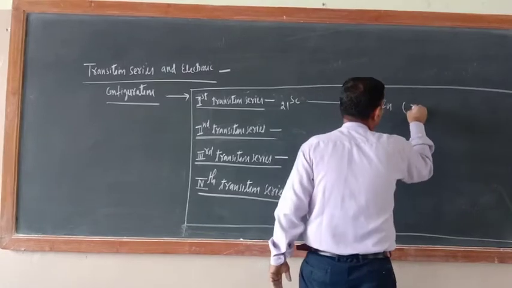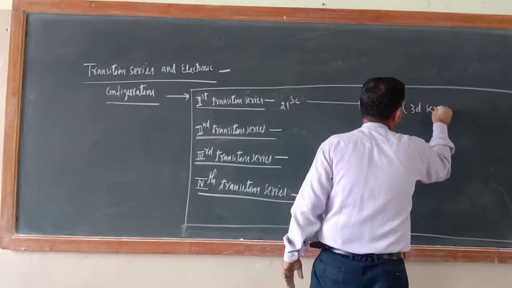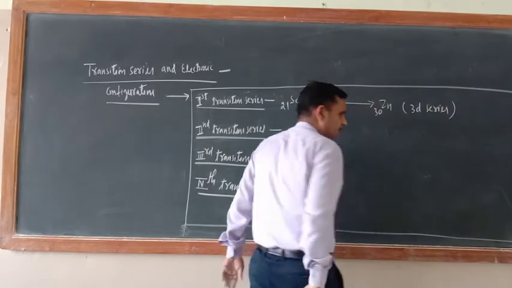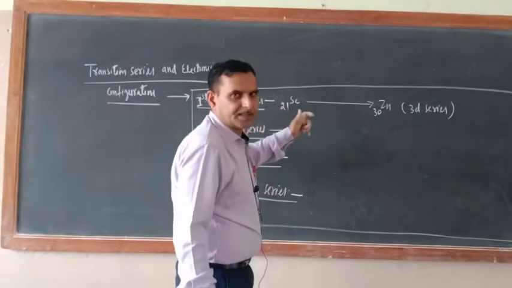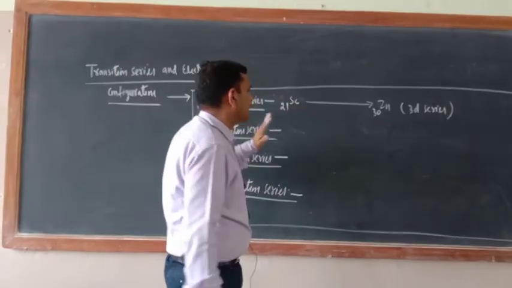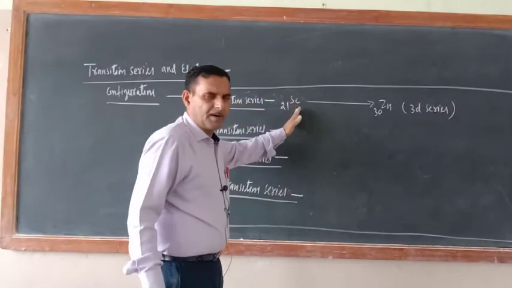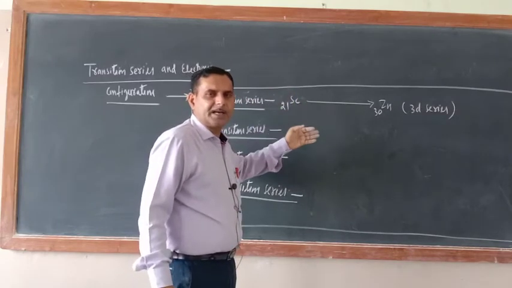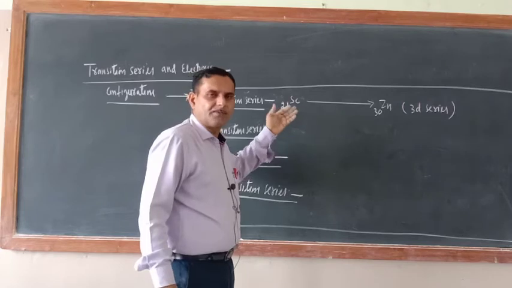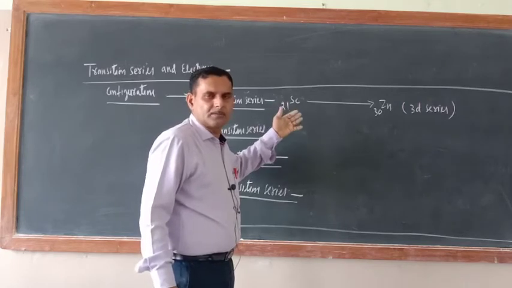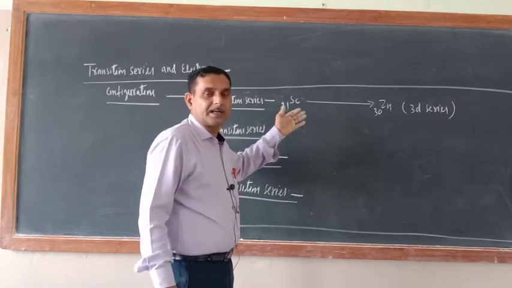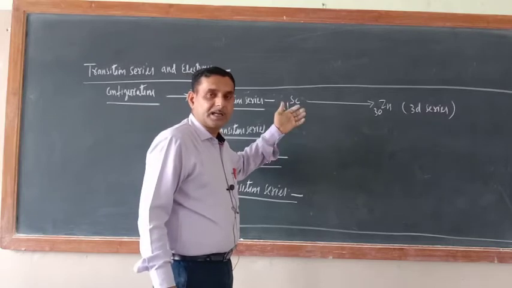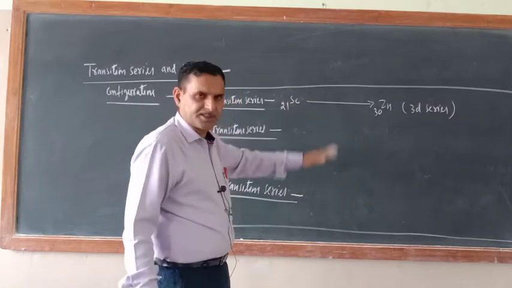This is also known as the 3D series. What is this one? 3D series, because the 3D orbital is present here. Individual names of the elements you can also write: scandium, titanium, vanadium, chromium, iron, cobalt, nickel, copper, zinc. This is the first transition series.